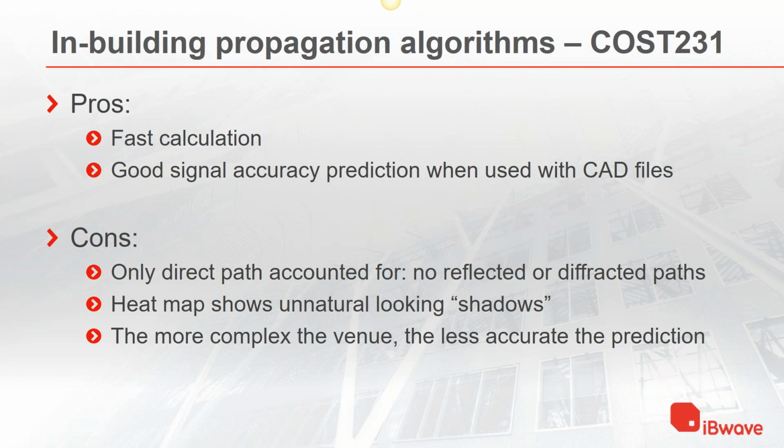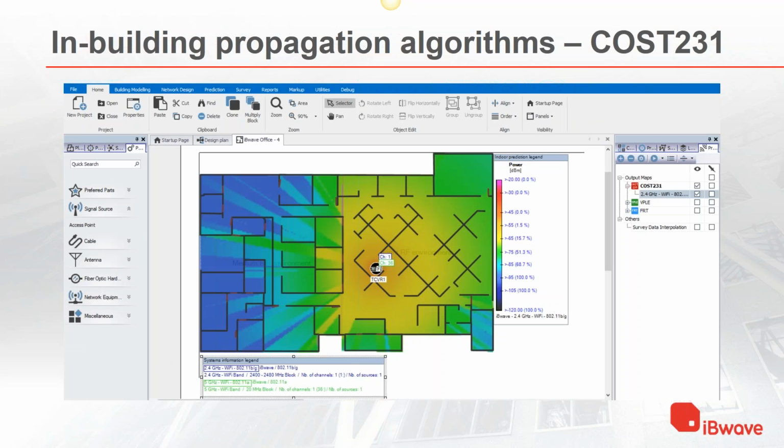The cons is there is only direct path accounted for. There is no reflected or diffracted paths. And because of that, in particular because there are no diffracted paths, the heat map would show unnatural looking shadows, especially away from the antenna. The more complex the venue, the less accurate the prediction. So we will see that later on. But this is how it looks like.